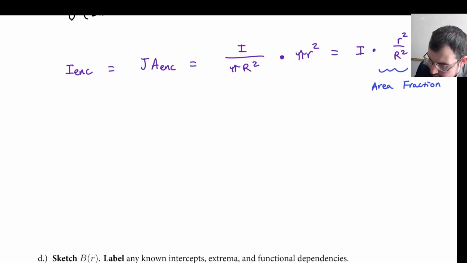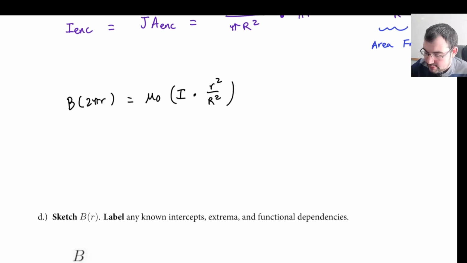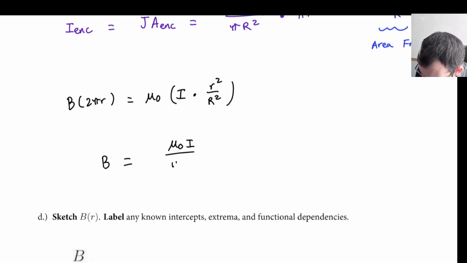So that allows us to just plug and chug now, because we know that B times 2 pi r is equal to mu naught times I enclosed, which is this object. So we can cancel one of the r's and divide by 2 pi to get B is equal to mu naught I over pi big R squared times r to the 1.